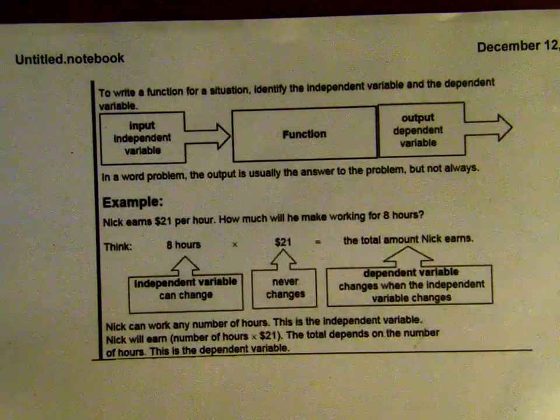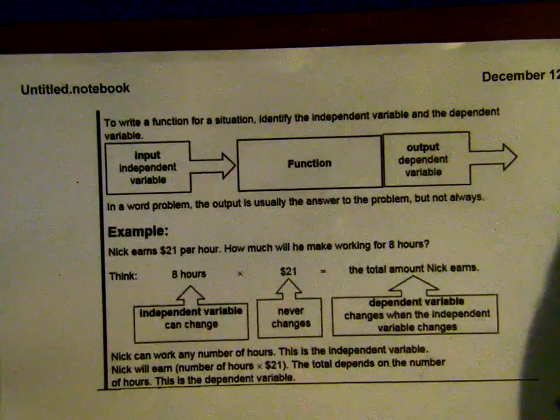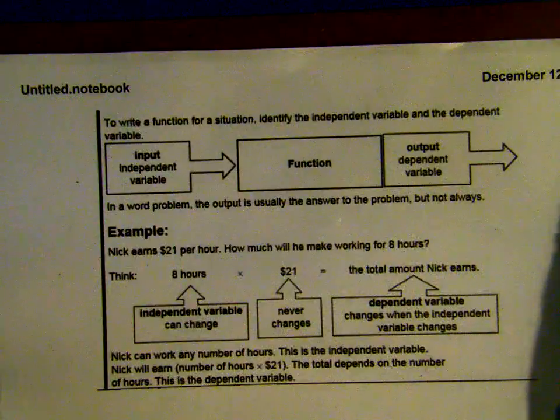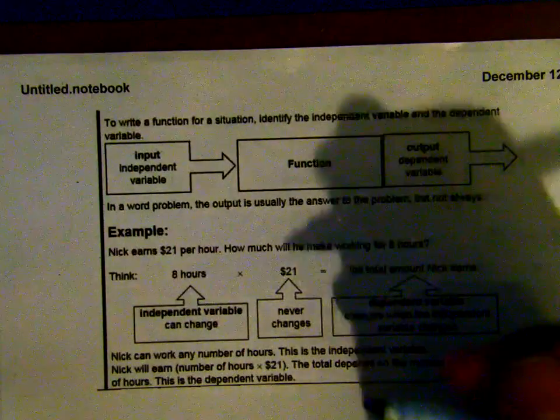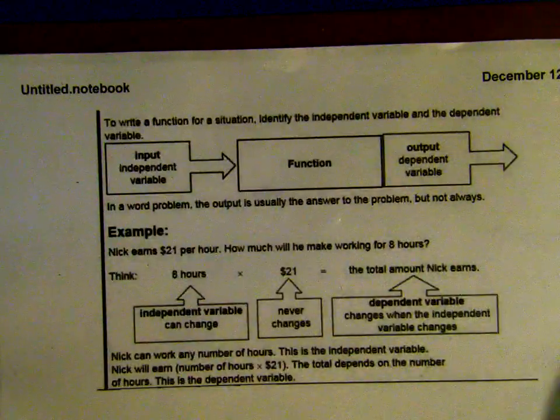It's got one already worked out, and it says to write a function for a situation, identify the independent variable and the dependent variable. So that's the most important part, trying to figure out what's independent and what's dependent. What makes the other thing happen?